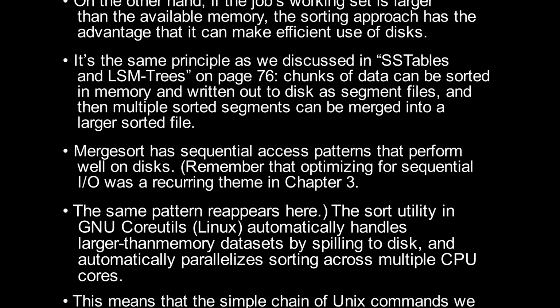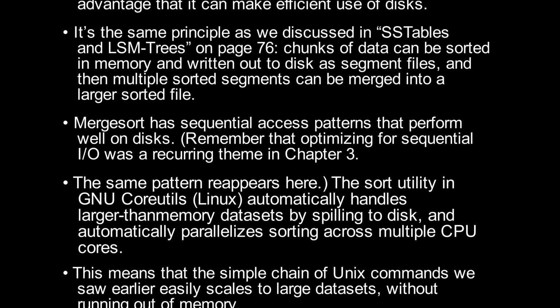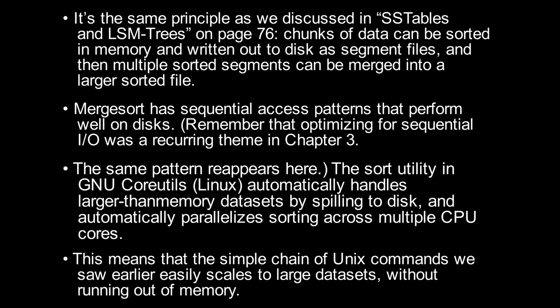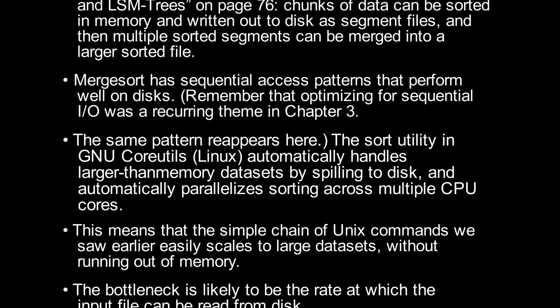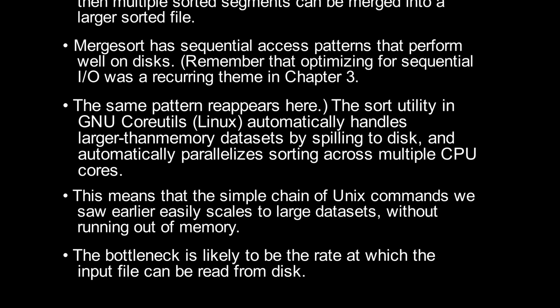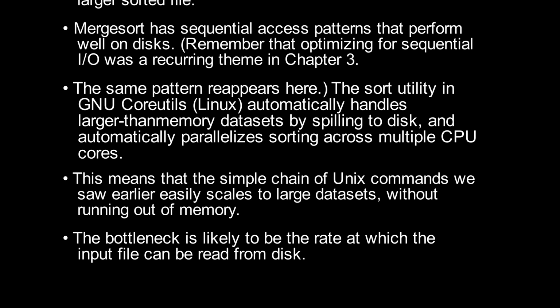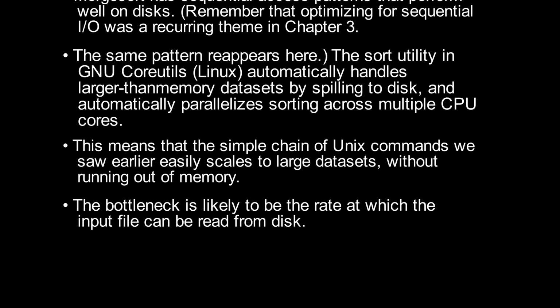The sort utility in GNU Coreutils (Linux) automatically handles larger-than-memory datasets by spilling to disk, and automatically parallelizes sorting across multiple CPU cores. This means that the simple chain of Unix commands we saw earlier easily scales to large datasets without running out of memory. The bottleneck is likely to be the rate at which the input file can be read from disk.